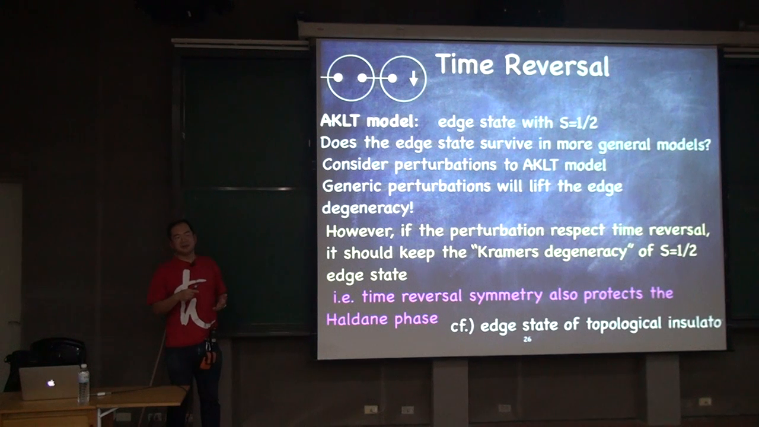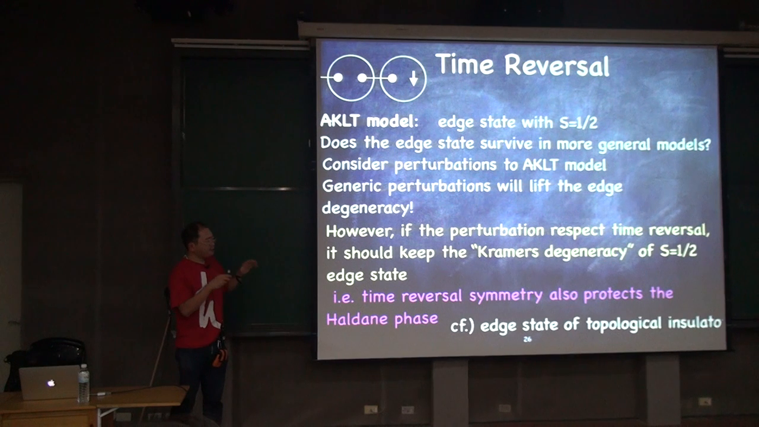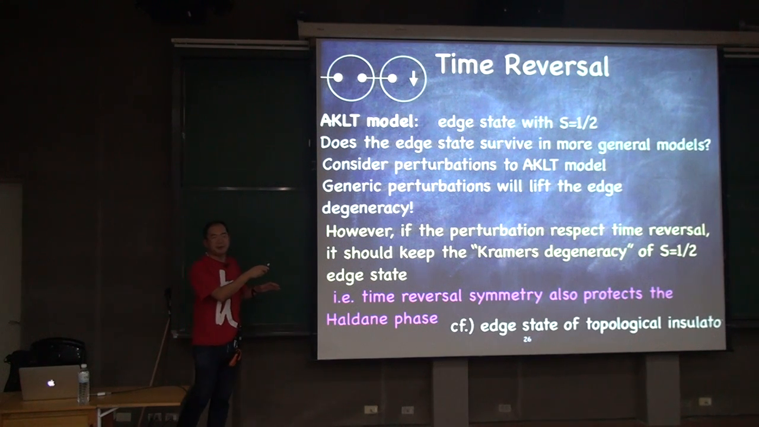Each edge state survives the change of Hamiltonian mode. And the answer is actually easy. So this is spin up. This is degenerate at zero field, as long as there is time reversal. And even if you change the Hamiltonian, as long as you keep the time reversal, this degeneracy due to spin up half survives. That's nothing but Kramers degeneracy.